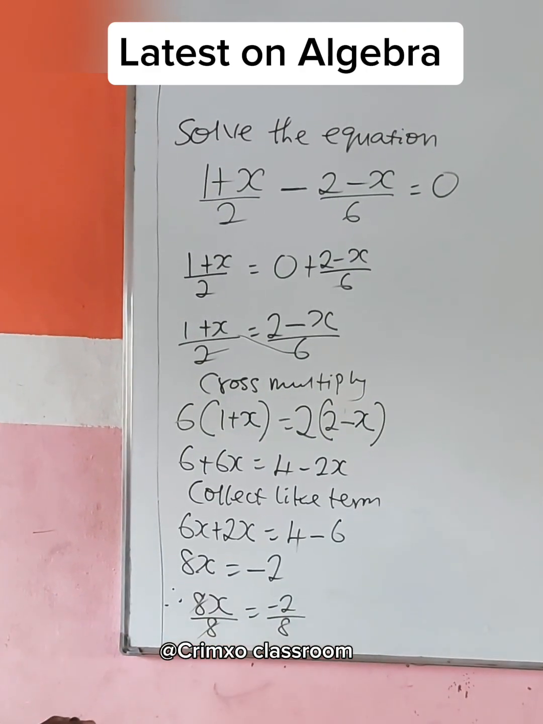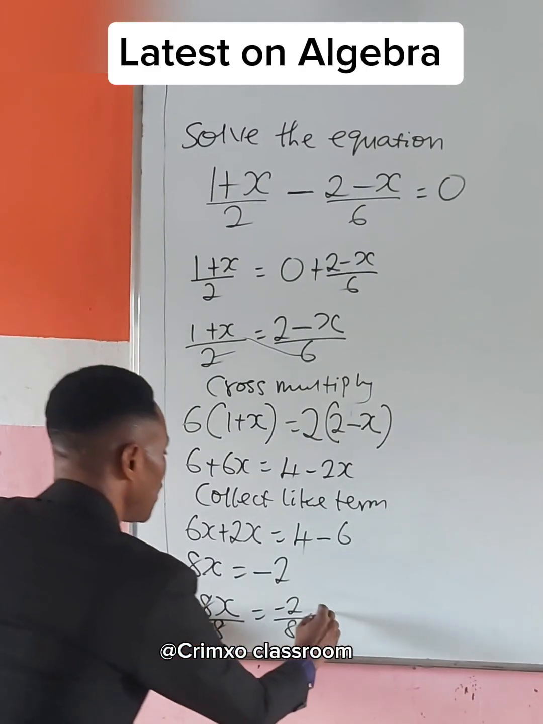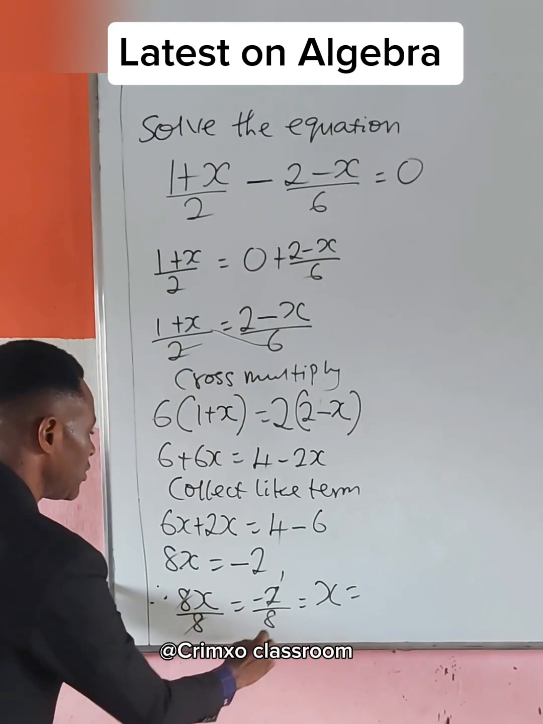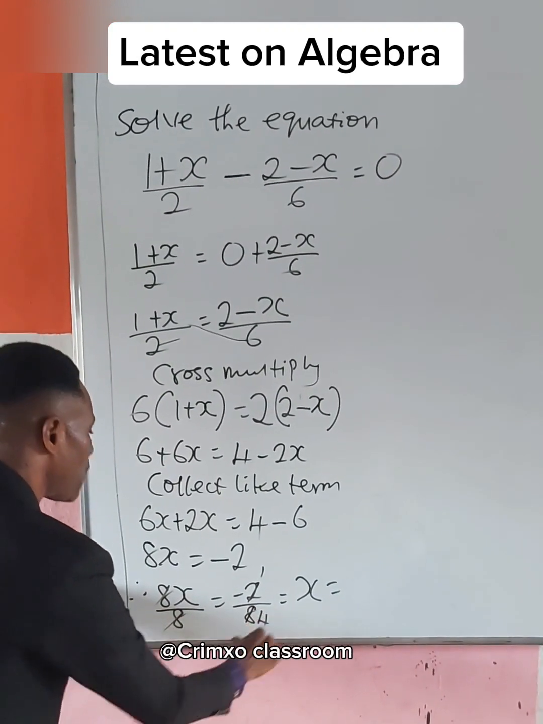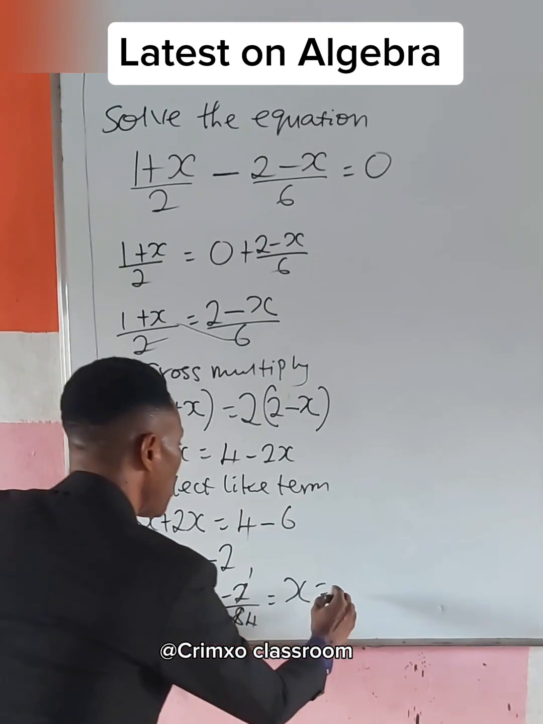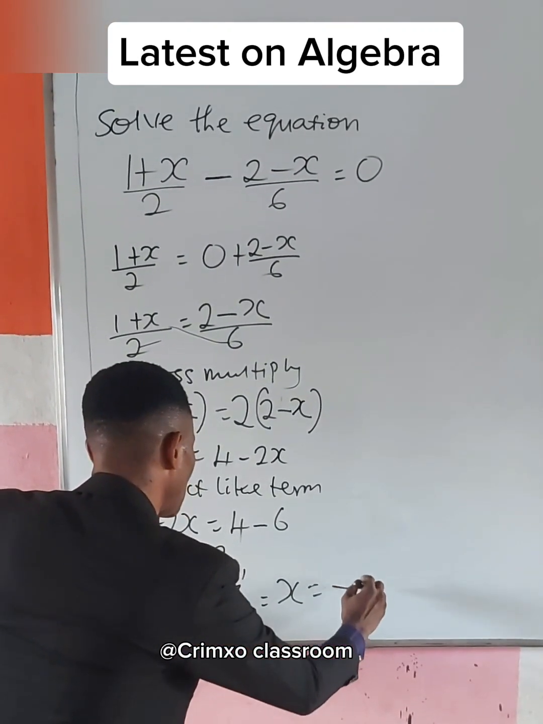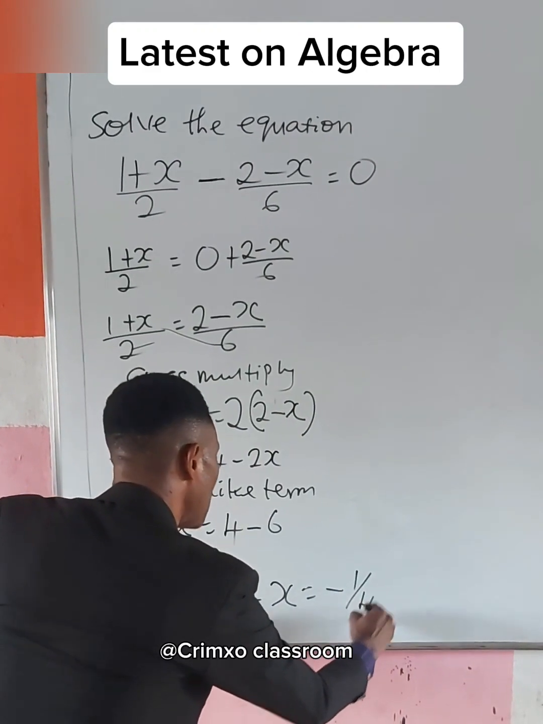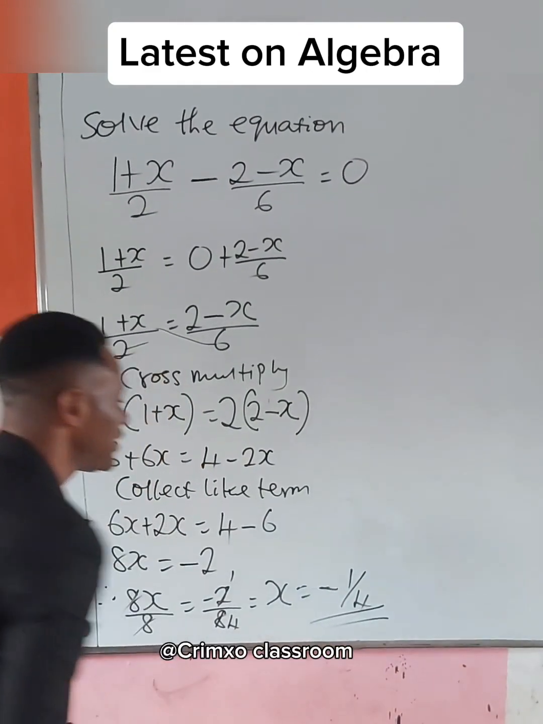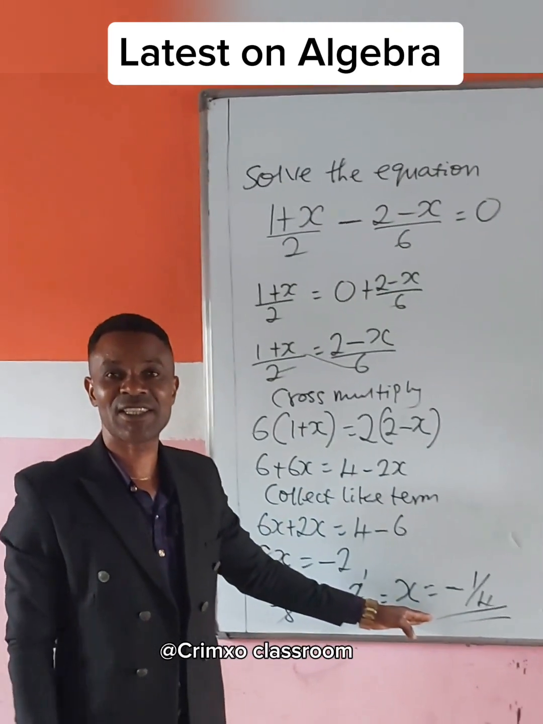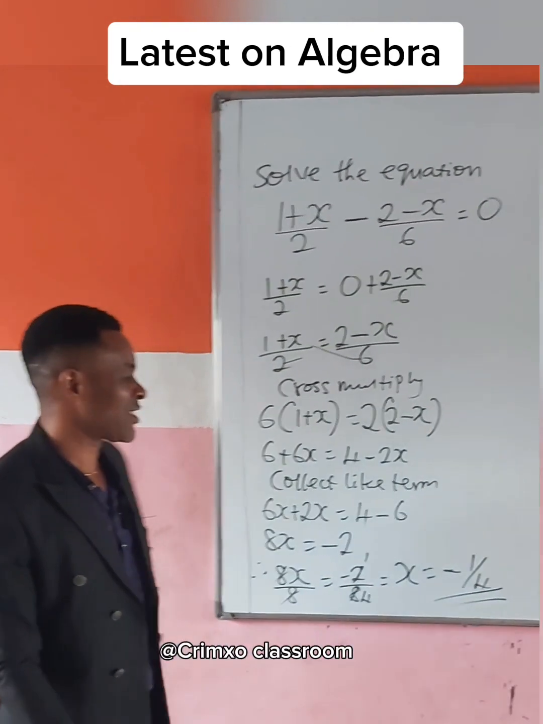8 and 8 here cancel. We have x equals, 2 into 2 is 1, and 2 into 8 is 4. So our final answer is x equals minus 1 over 4. So this is the final answer to the mathematics. Thank you and see you some other time.